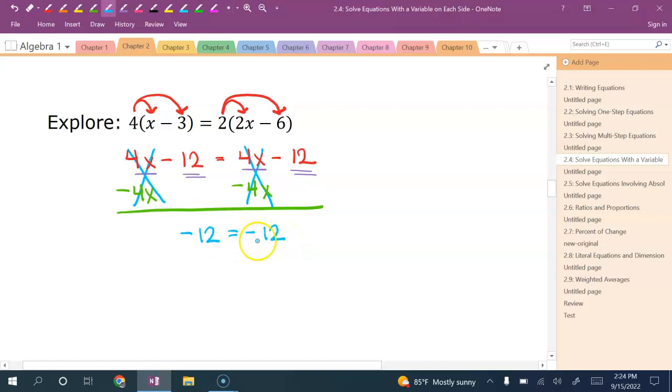Now this one's true, because those are the same numbers. So when I saw up here that they were the exact same equation, and when I simplified it a little bit here, I got negative 12 equals negative 12. This doesn't mean no solution. This actually tells us that this problem would have infinite solutions.